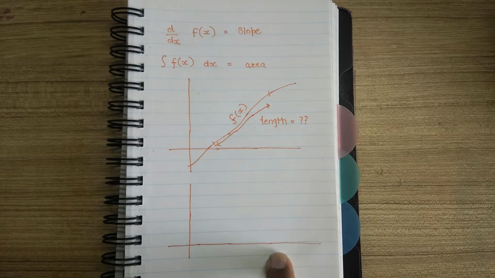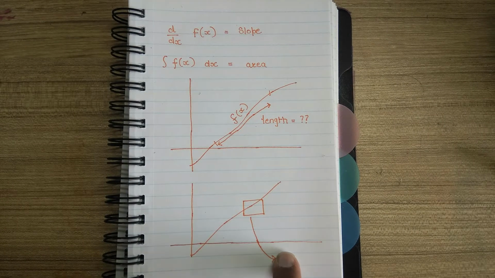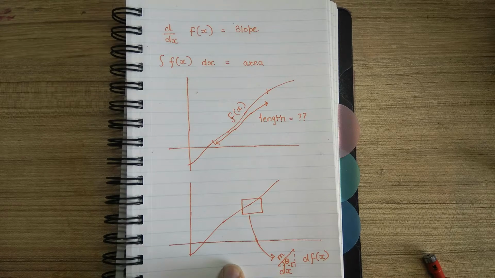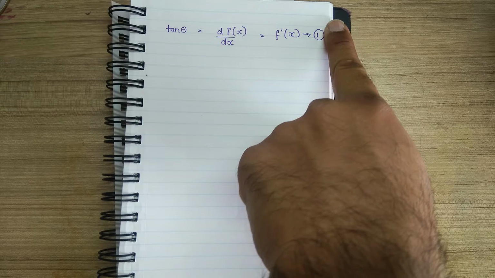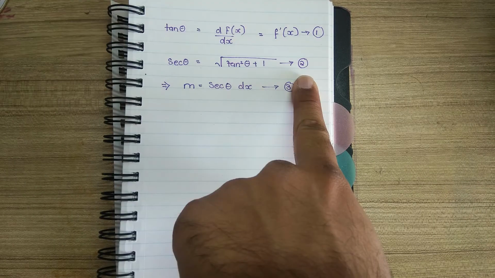We'll take a small interval dx parallel to the x-axis and a corresponding change df(x) parallel to the y-axis. And in this right-angle triangle, let the hypotenuse be m and let the angle between the hypotenuse and the side with length dx be theta. Now tan theta is df(x)/dx, which is basically the derivative of f(x), or f'(x). And since m is the hypotenuse and dx is the side adjacent to theta, m is equal to sec theta dx.